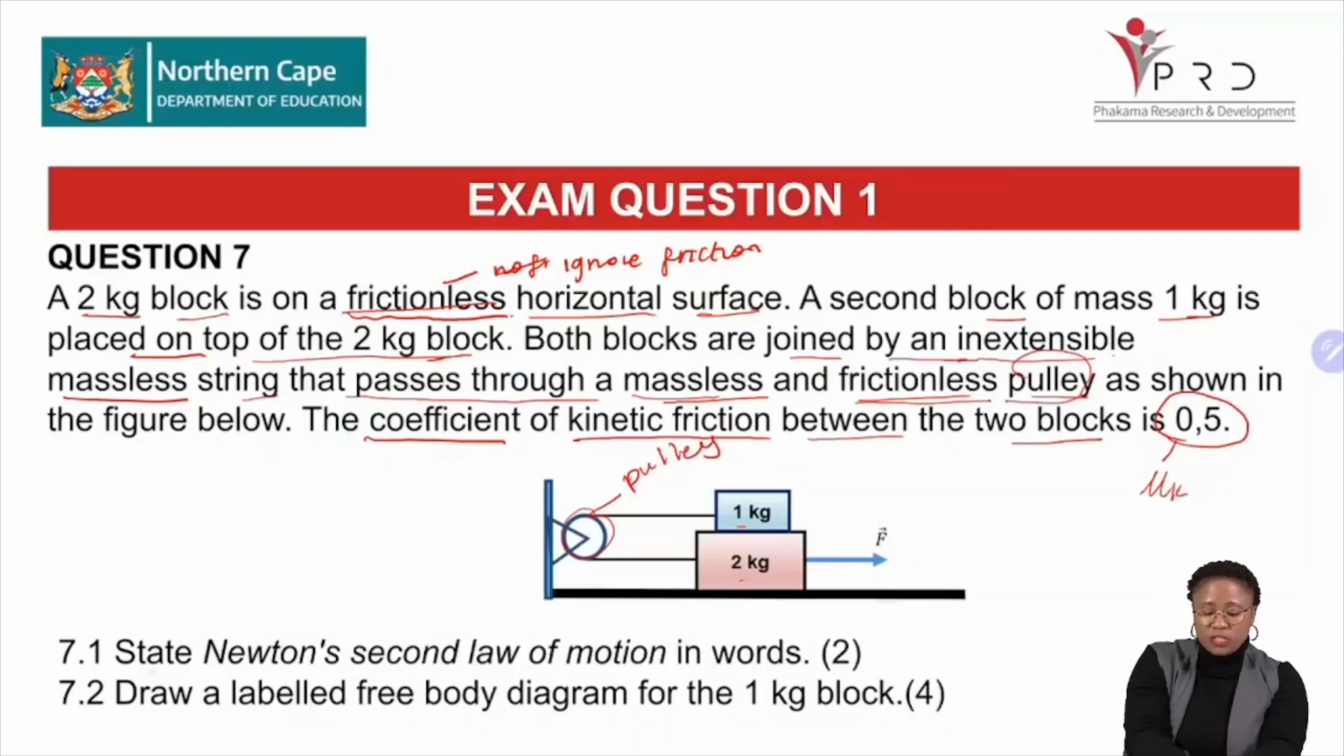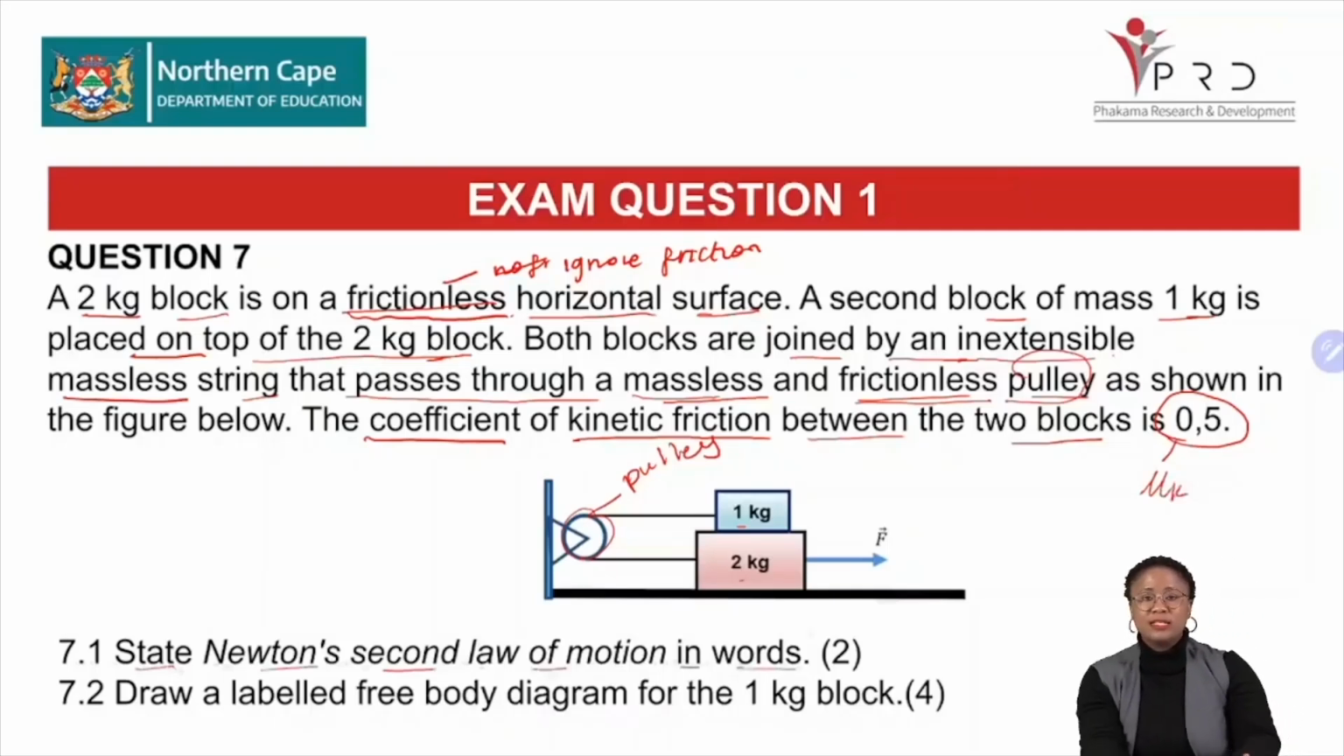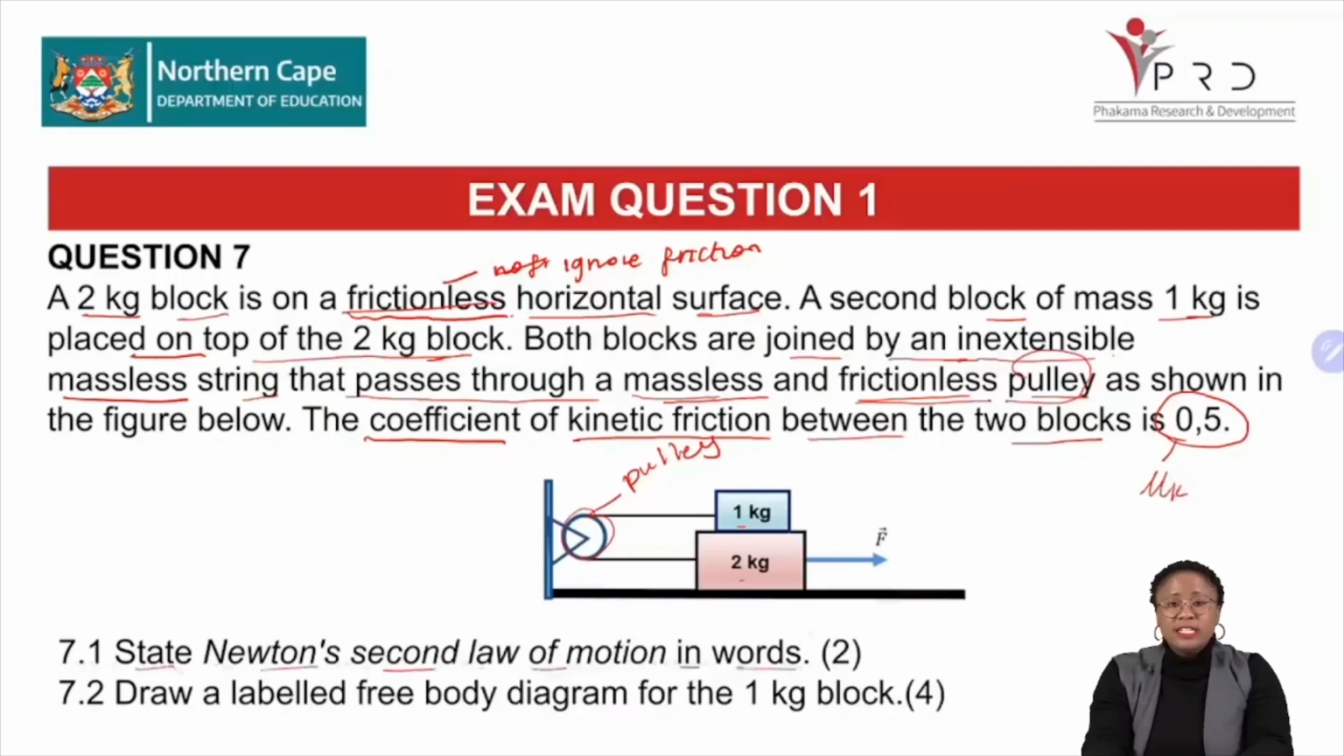Then the first question says, state Newton's second law of motion in words. Very important that you must state the law as it appears on your examination guideline, which states that when a net force is applied on an object, the object will accelerate in the direction of the net force with an acceleration that is directly proportional to the force and inversely proportional to the mass of the object. I hope you know how to define that and you have gotten it correct.